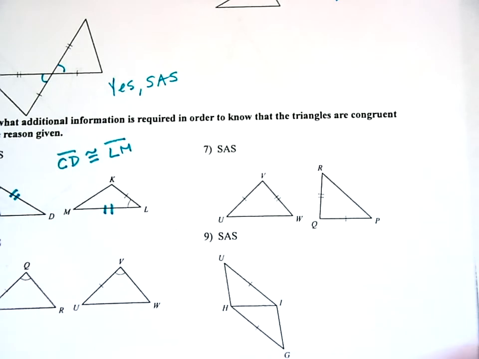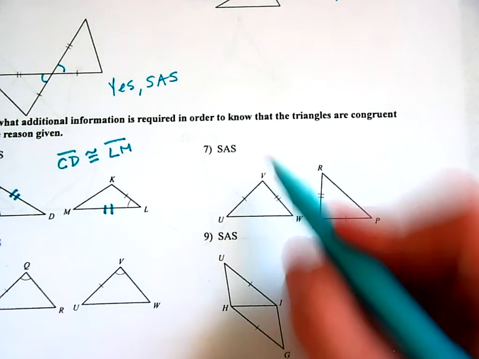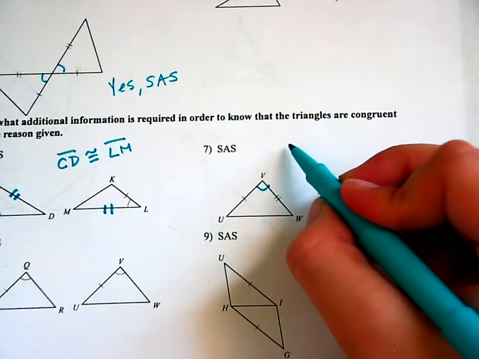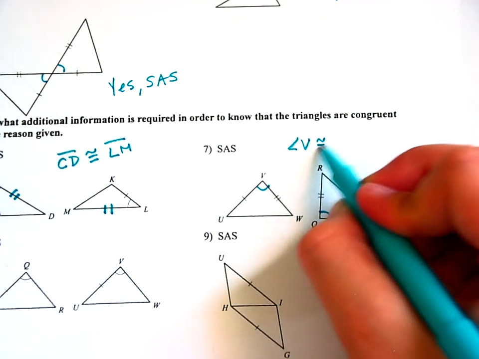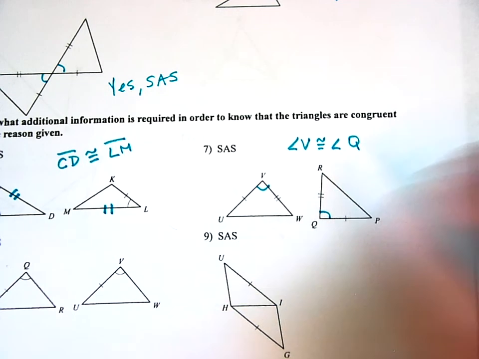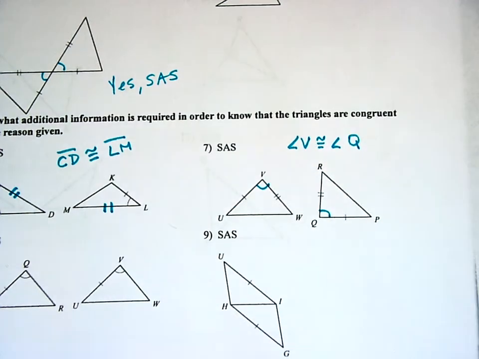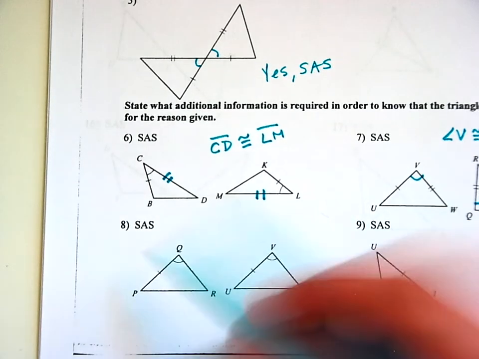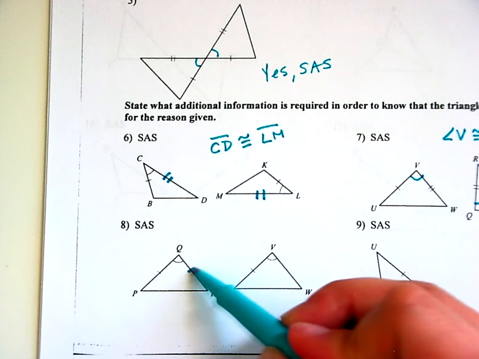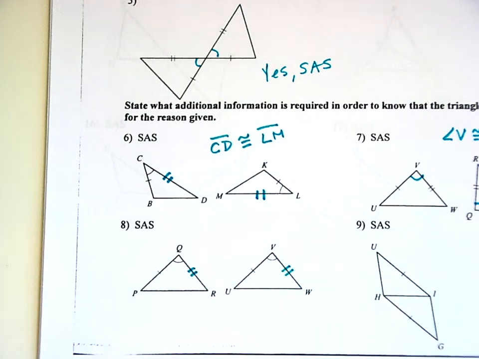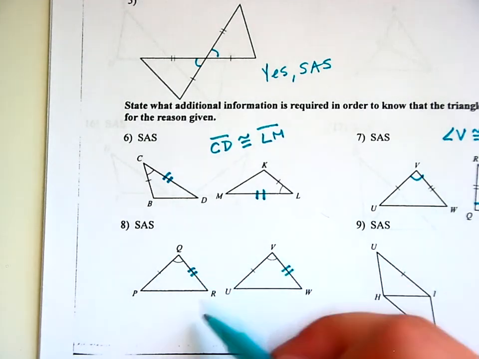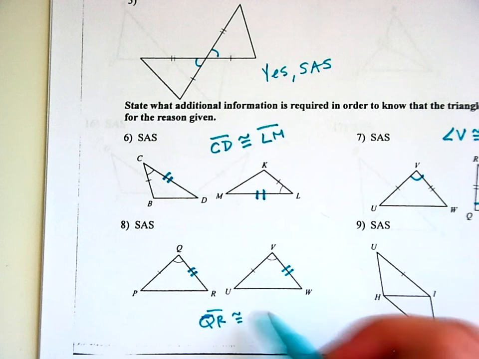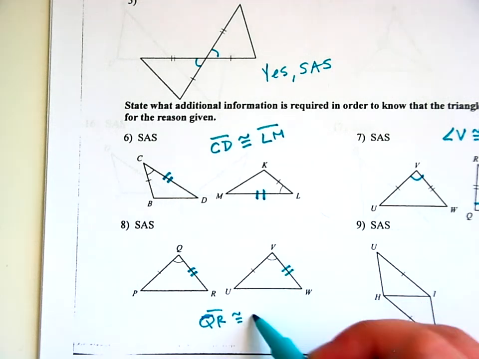Okay, next one, we've got side and side. We need to include the angle in between for a side angle side. So we need to know that angle V is congruent to angle Q. That's the missing information. All right, number 8, taking a look at these pictures, side angle. So I need to include that next side. So the missing information is that QR is congruent to VW.